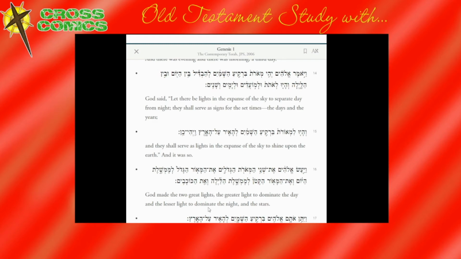So the job of the lights, and I'm going back to 14, is to separate day from night. And why do we do this? Well, because that's what day and night are called. The light is called day, and the dark is called night. So they're meant to make a distinction. The sun makes a distinction because it has the brighter light, and the moon has the lesser light. So that's how they make the distinction.